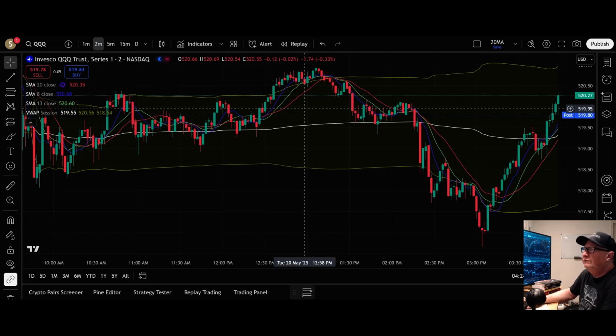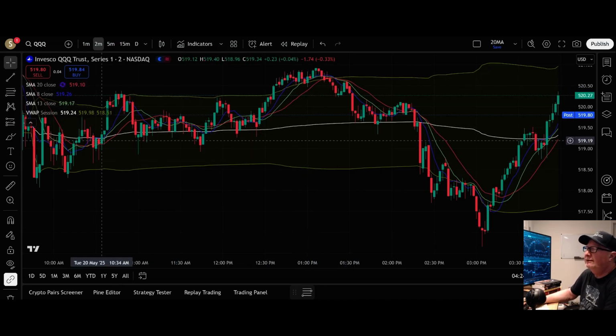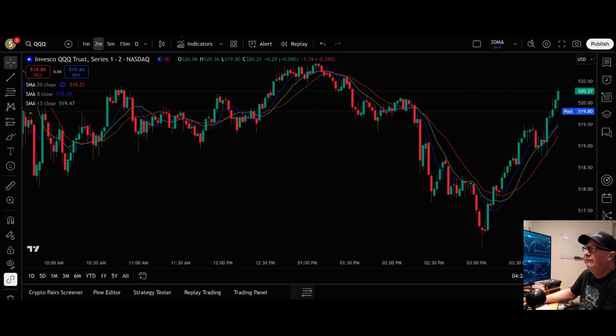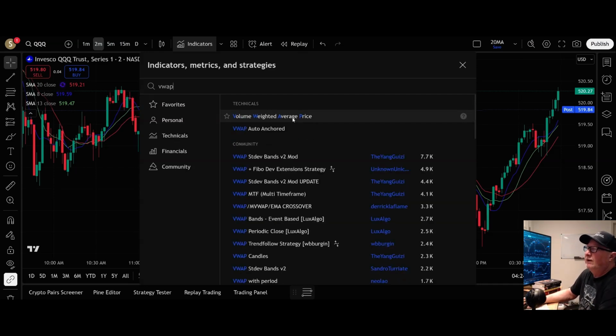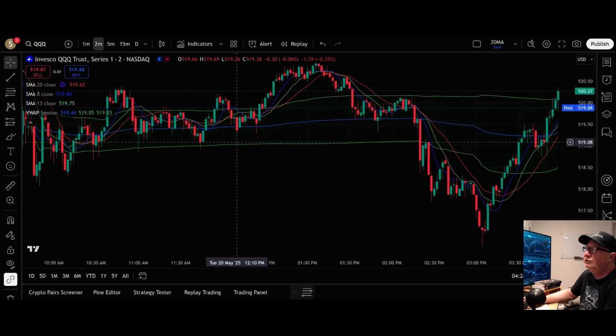I like to use it to find a spot on the chart and then look for another pattern to set up. Not just use VWAP, but you can see, and I can show you how to set it up. I'll take it off, and you go to indicators, VWAP, volume weighted average price. You want to put that on your chart.